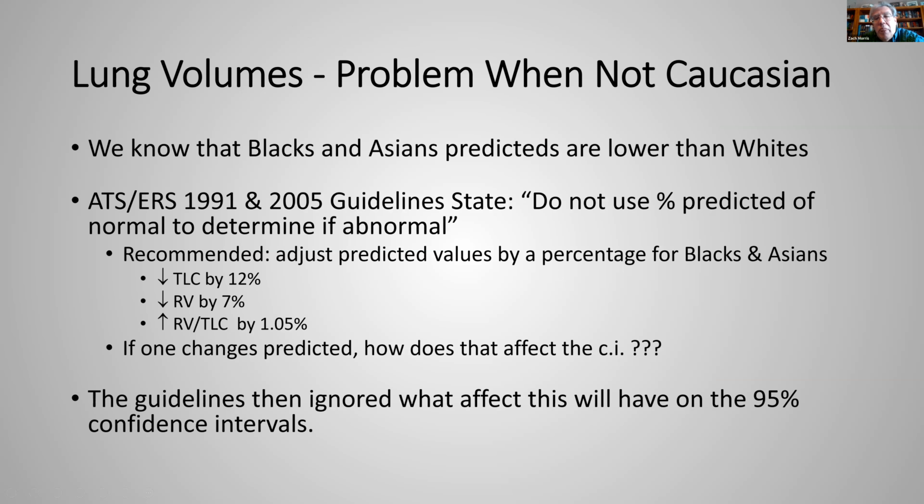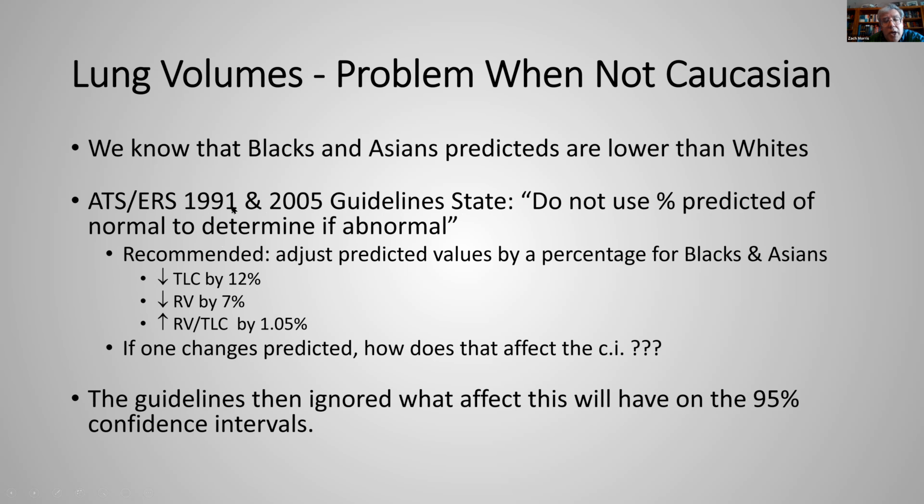Now, the problem when you're not Caucasian. Okay, we know that Black and Asian predicteds are lower than whites. The guidelines up until all the way up till 2005, by the way, we do not have lung volume guidelines since 2005. There is a committee currently working on them right now to develop them and release them. Unlike the diffusion guidelines, which were released a couple of years ago, along with more recently spirometry.